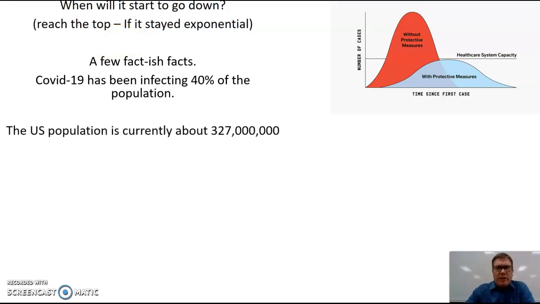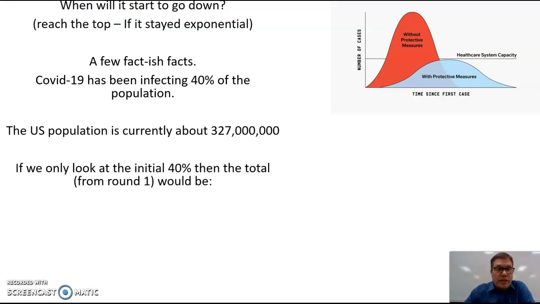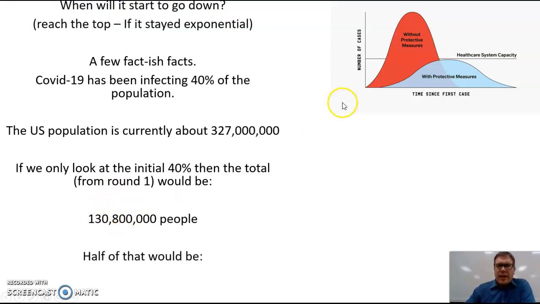So I took the U.S. population, 327 million, and I'm like, okay, well, what's 40% of that? That's all I did. And that's where I got this 130,800,000. Well, from that, halfway. So that would be everybody that's going to get infected if it stayed at 40%. So let's just see how long it takes to get to the top. And I know it's not exponential the whole time because it's going to start to slow down towards the top.